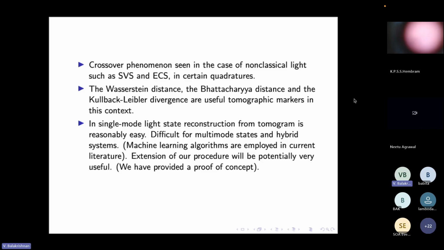The Wasserstein distance, the Bhattacharyya distance, and the Kullback-Leibler divergence are useful tomographic markers in this context. Now, in the case of single mode light, state reconstruction from tomograms is reasonably easy, but it's difficult for multimode states and hybrid systems. So extension of our procedure will be potentially very useful. And what we have provided here is the proof of concept of how well the tomographic approach works.